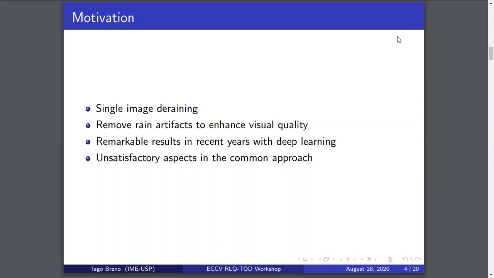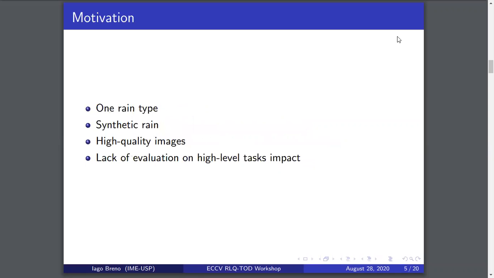Single image deraining is a task where, given a single image with a rainy scene, the goal is to remove the rain artifacts to enhance the visual quality of the image. In the last few years, important progress has been made in deep learning. However, there are some limiting aspects that we believe should be addressed in this task. Here we have a list of some of them.